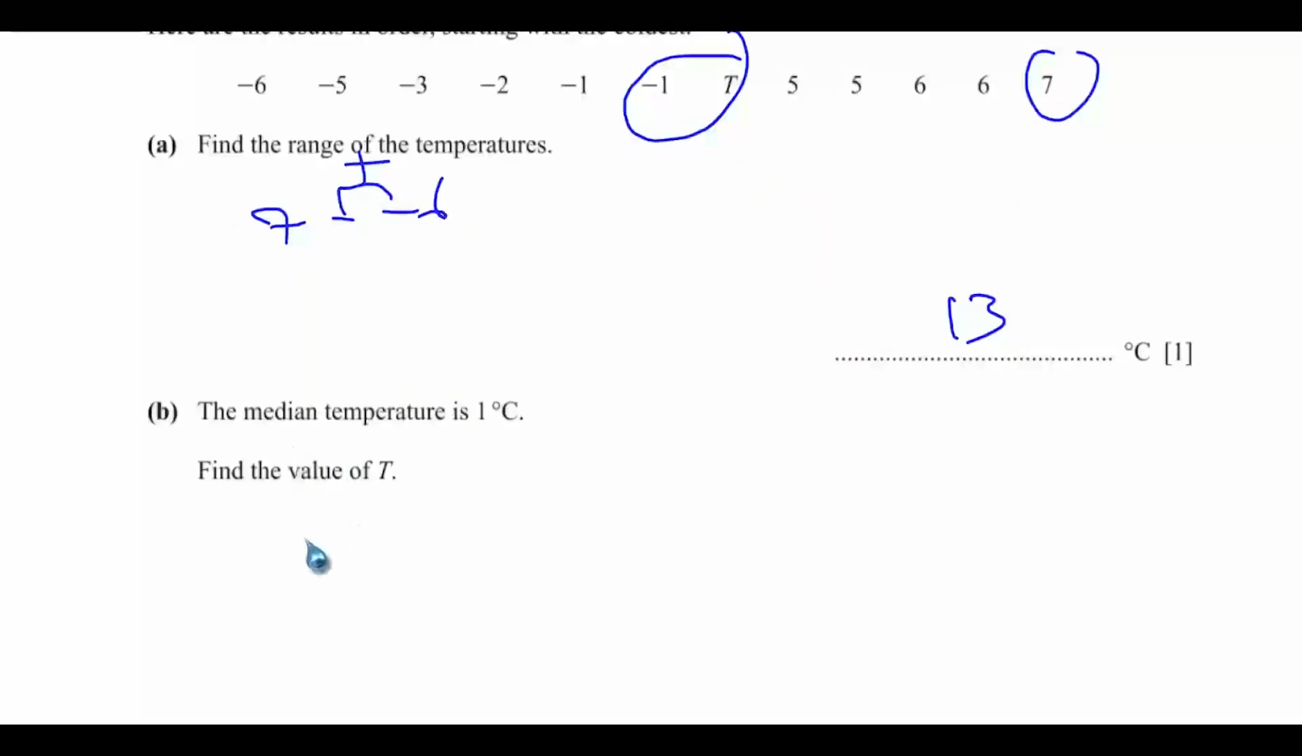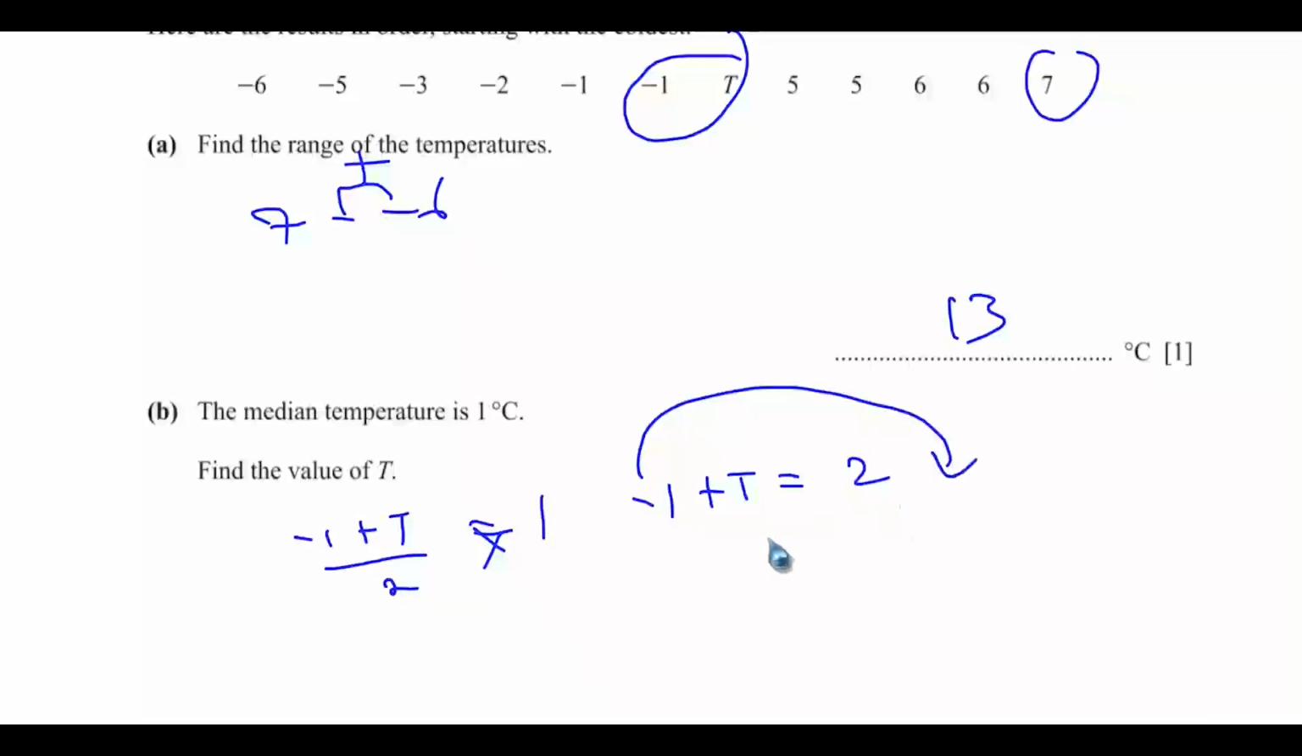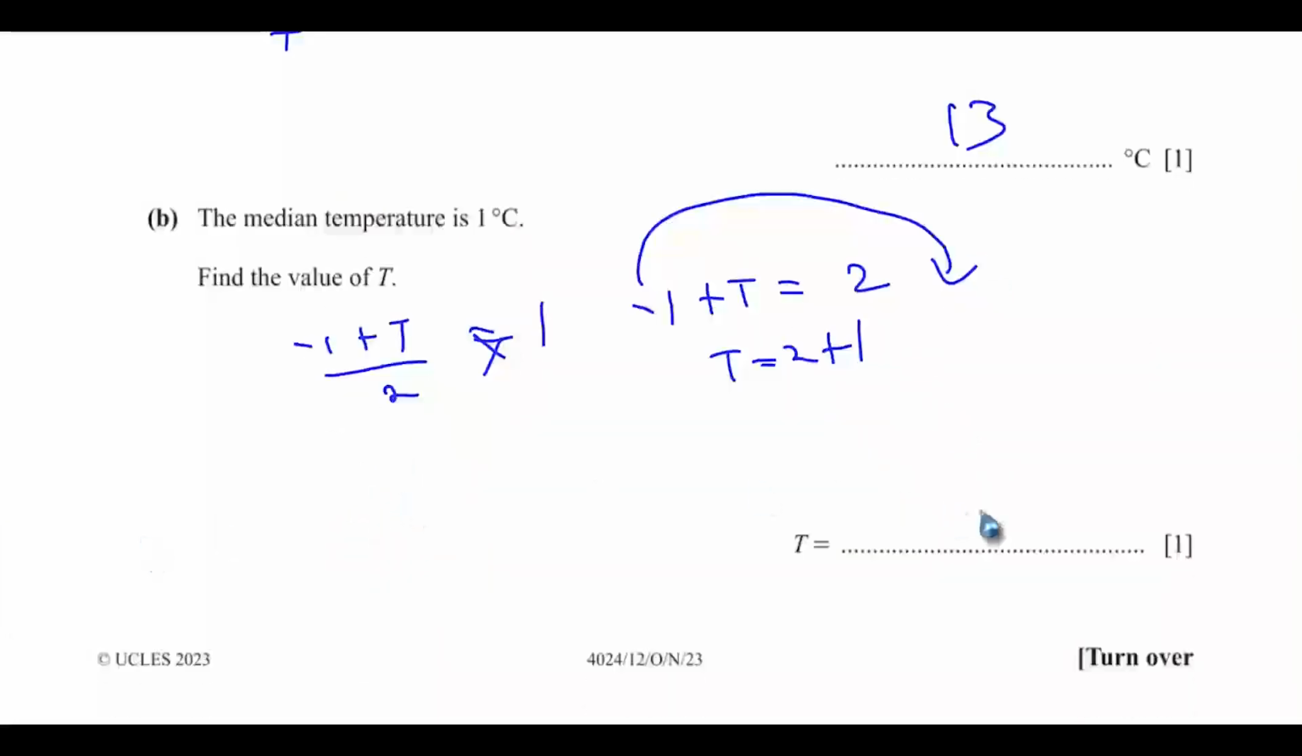Then we can say that minus 1 plus T, over 2 is equal to 1. So if you cross multiply, you have minus 1 plus T to be equal to 2. Then this goes to the right hand side and you have T equal to 2 add 1. So the value of T is 3. So let's scroll down and write the answer here. So let's go to the next question.